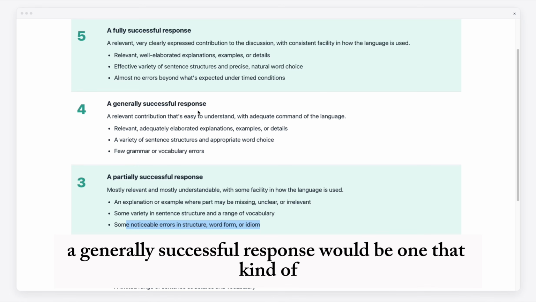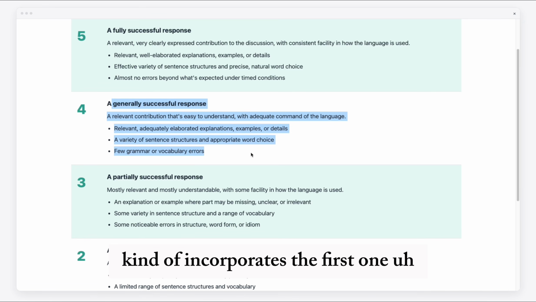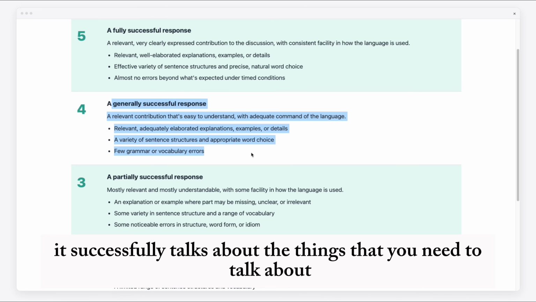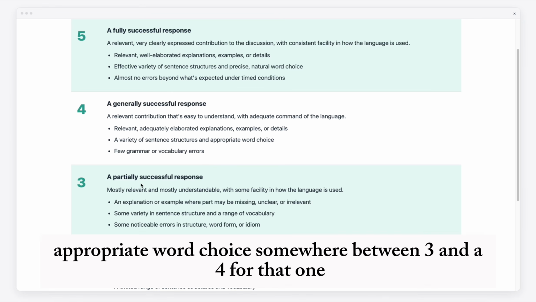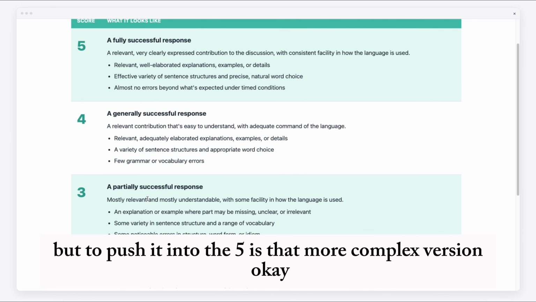A generally successful response would be one that incorporates the first one. It successfully talks about the things that you need to talk about, but it has a very limited variety of sentence structure and appropriate word choice. So somewhere between 3 and a 4 for that one. But to push it into the 5 is that more complex version.